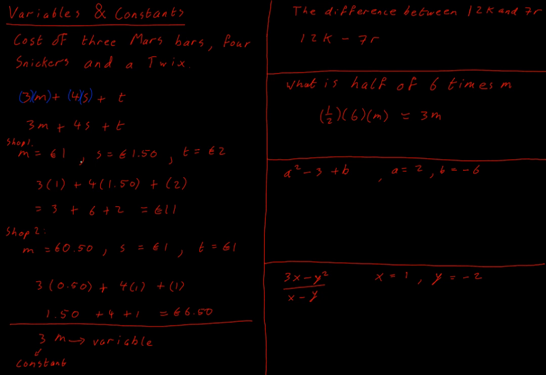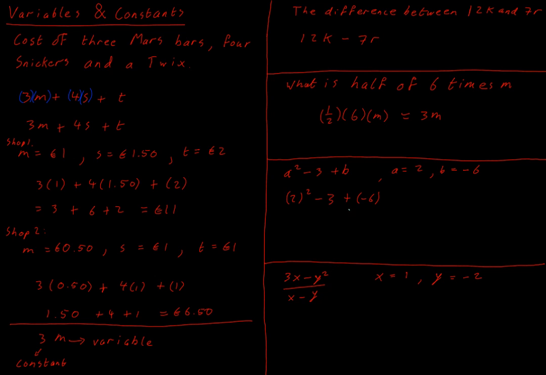Now sometimes, just like in my example here, I will find out what my letters are equal to. So if I have a squared minus 3 plus b, and I know that a is 2 and b is minus 6, I can substitute in just like I did for my costs here. I put everything in brackets when I'm doing a substitution. So a is (2) squared, minus 3, plus (minus 6) for my b.